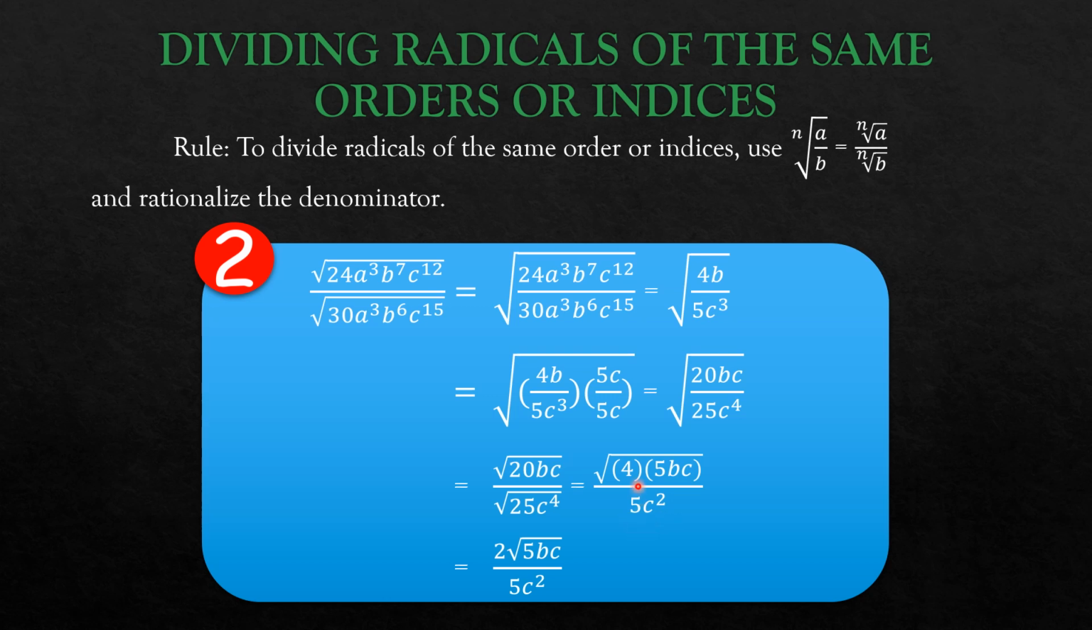And then, here, we evaluate or simplify again. Square root of 4 is 2. So we have 2 here outside. And then, of course, 5bc, since it has no square root, it remains under our radical sign or radical symbol. So, our final answer is 2 square root of 5bc over 5c squared. Therefore, the quotient of square root of 24a cubed b raised to 7 c raised to 12 and square root of 30a cubed b raised to 6 c raised to 15 is 2 square root of 5bc over 5c squared.